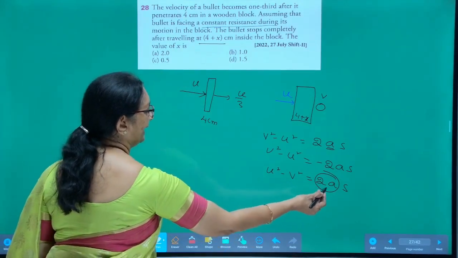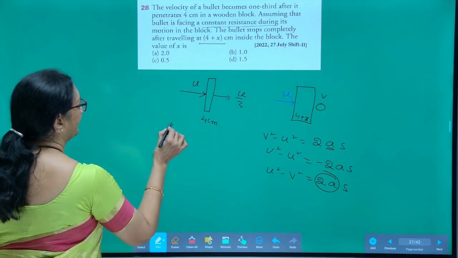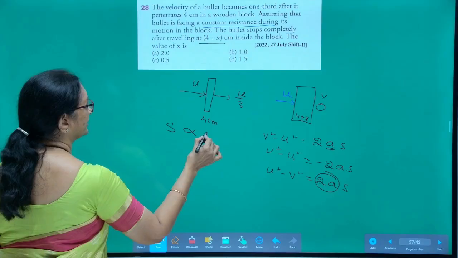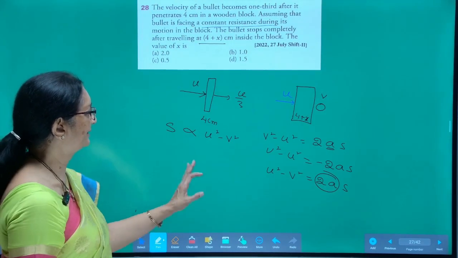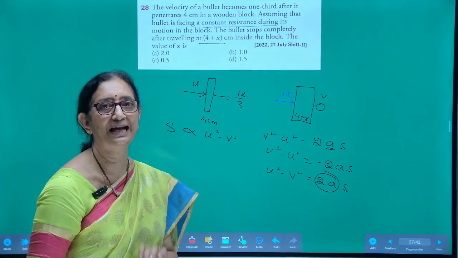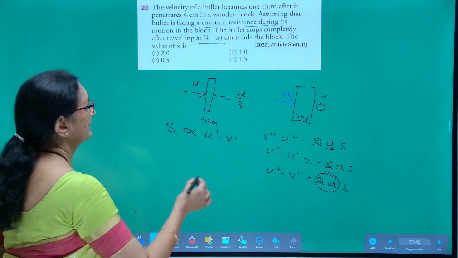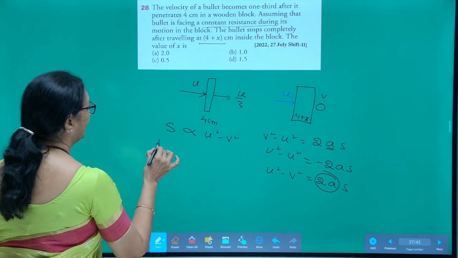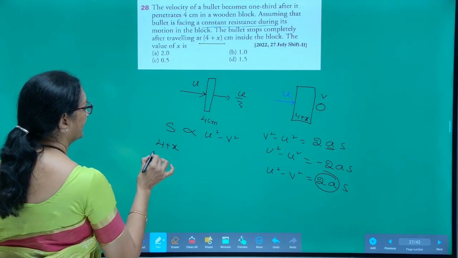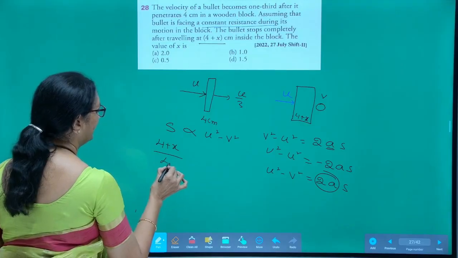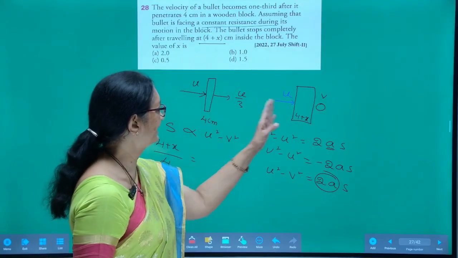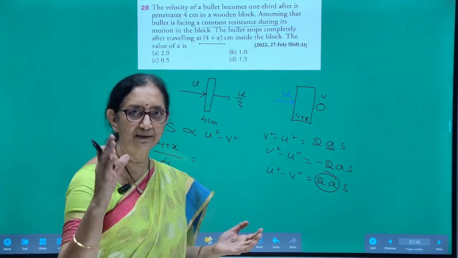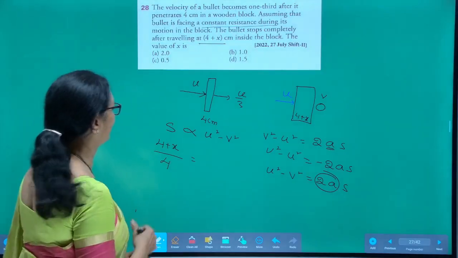As 2a is constant, s is proportional to u square minus v square. That is the concept we have to understand. See, in the second case, s is 4 plus x. In the first case, s is 4. As you are taking the ratio, this is in centimeter, this is in centimeter, so you need not convert that into meters.